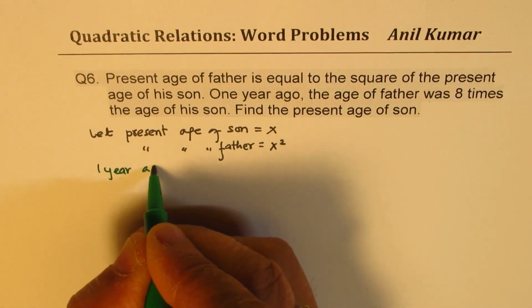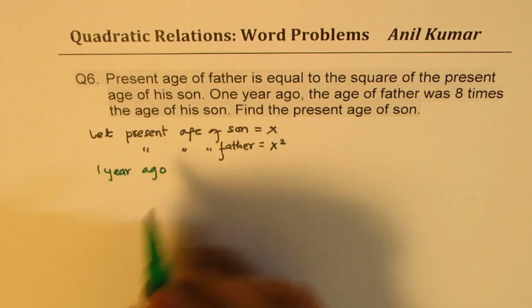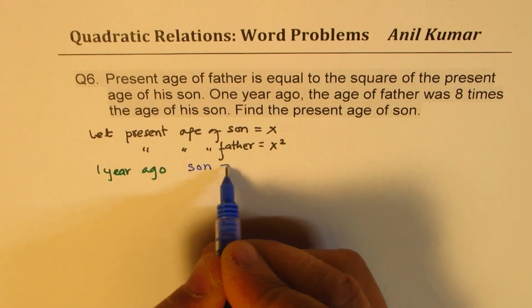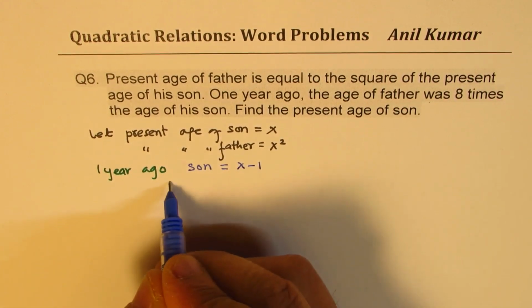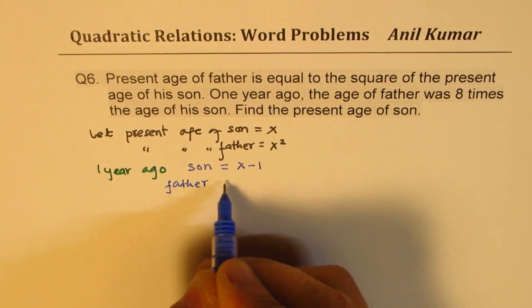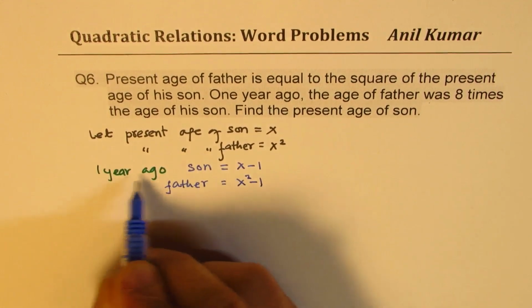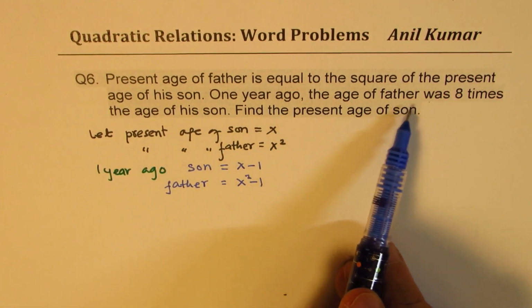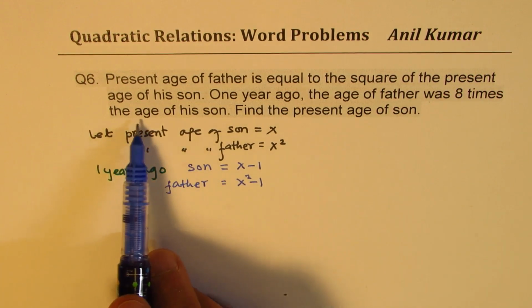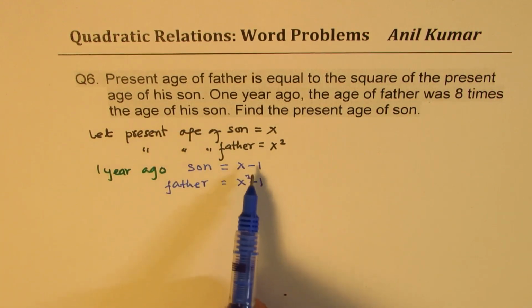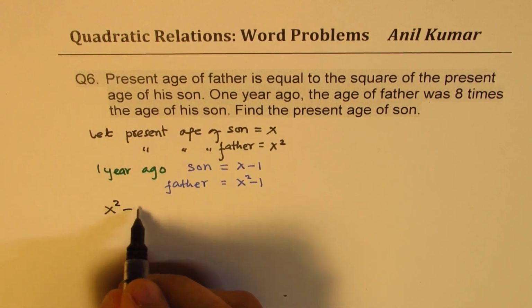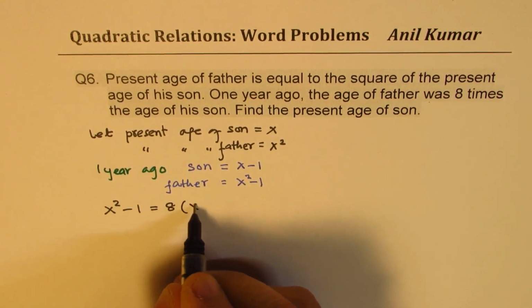Perfect. 1 year ago, so if I see the scenario 1 year ago, in that case son will be how old? Less 1 year, right? So son age will be x minus 1 and father's will be 1 less, right? X square minus 1. So 1 year ago, 1 year younger. Perfect. So 1 year ago, the age of father was 8 times the age of his son. So at this time, 1 year ago, father was 8 times. So you get your equation, which is x square minus 1 is 8 times x minus 1.